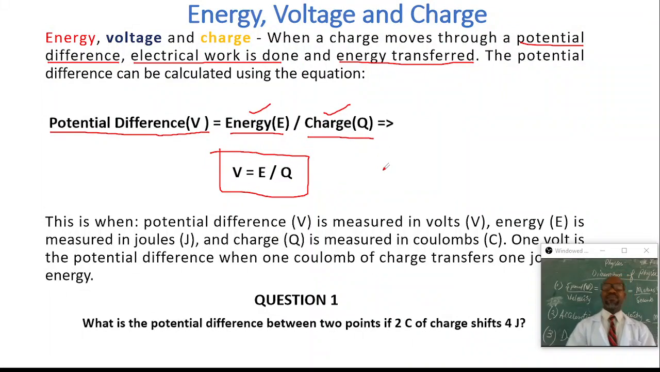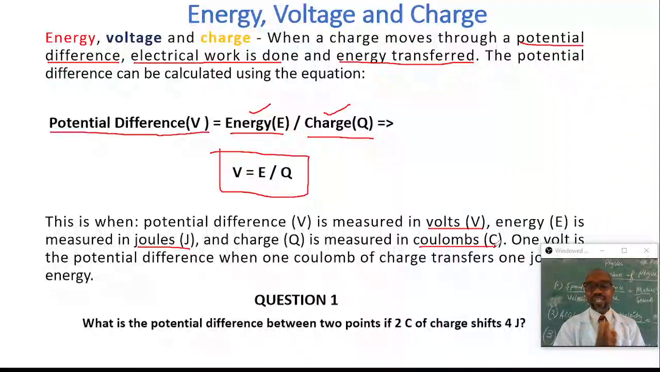Now, there is something we need to understand. Potential difference is measured in volts. It means that potential difference has an SI unit known as what? Volts. Energy E has an SI unit known as what? Joules. And then charge Q is measured in an SI unit known as coulombs, C. I repeat.